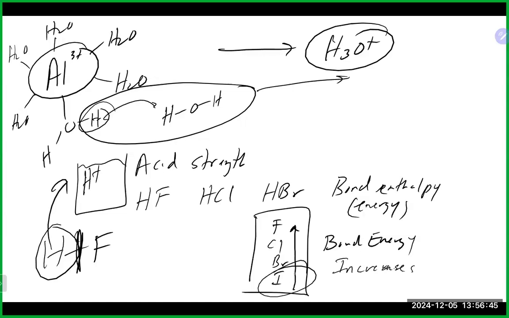The bond energy down here between, say, H and I is much less. And because that bond energy is much less, this H is more apt to come off. And it makes for a much stronger acid in that case. So when comparing acids that do not contain oxygen, you want to look at bond energy. The stronger the bond energy, the weaker the acid; the weaker the bond energy or enthalpy, the stronger the acid.